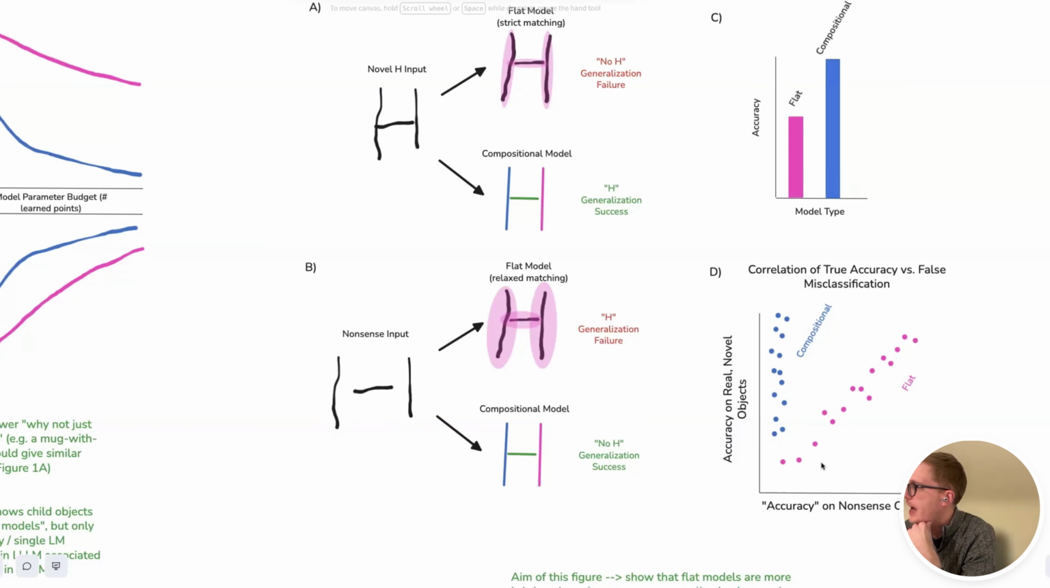And basically, as you ramp up this quote unquote accuracy on nonsense objects by, say, increasing the tolerance, as you increase the tolerance in order to gain accuracy on real objects, that gives you quote unquote accuracy on nonsense objects, which is not what you want. This is basically becoming a bag of features model.